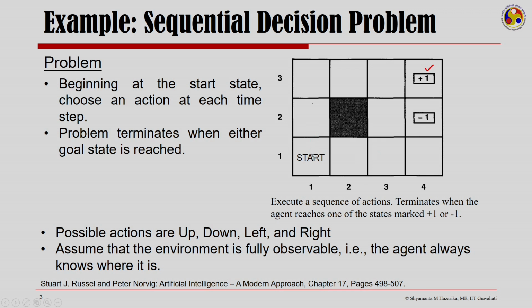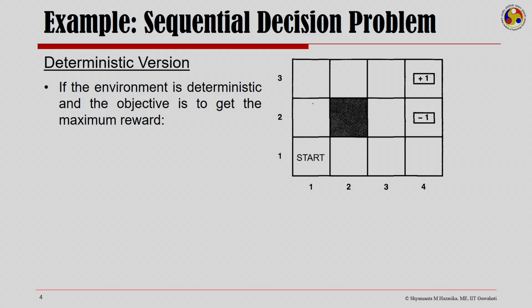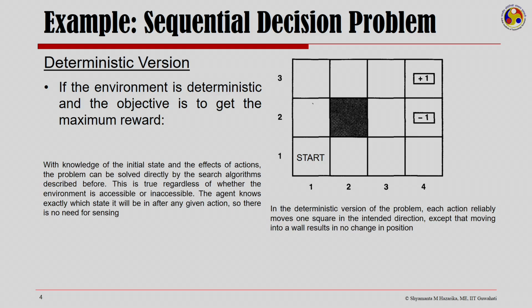Now, the possible actions for this agent in this scenario are to go up, come down, or go left and right. So, the agent needs to execute a sequence of actions, and we assume that the environment is fully observable. That is, the agent always knows where it is. In a deterministic version of this problem, the objective would be to get the maximum reward. Each action moves me one square in the intended direction, except when I move into a wall, resulting in no change in my position.